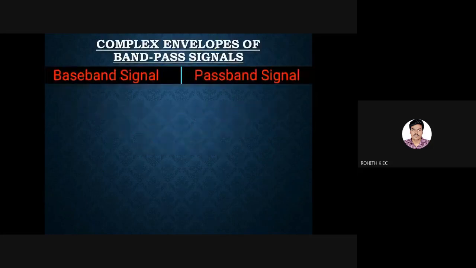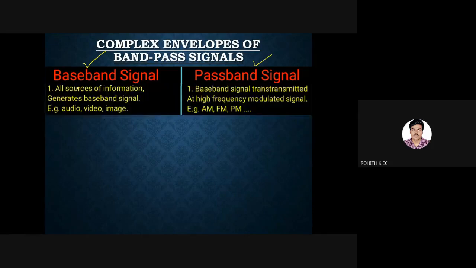In order to understand the complex envelope of bandpass signals, you should have a clear understanding of what a baseband signal is and what a passband signal is. A baseband signal is nothing but a low frequency signal, which is the source of information, namely audio, video, or image. These are the low frequency information or message signals, whereas passband is nothing but your modulated signal, which is a high frequency signal such as AM, FM, PM, etc.